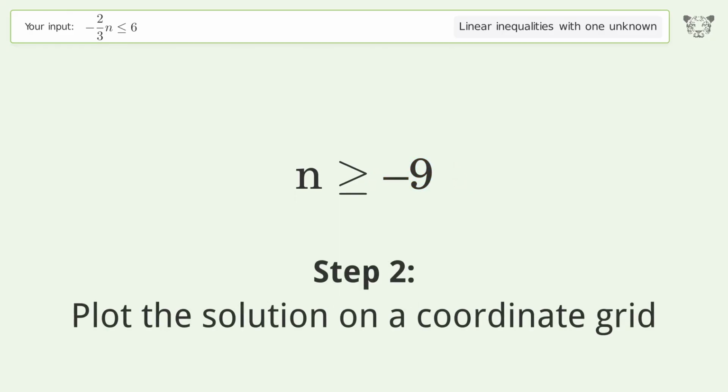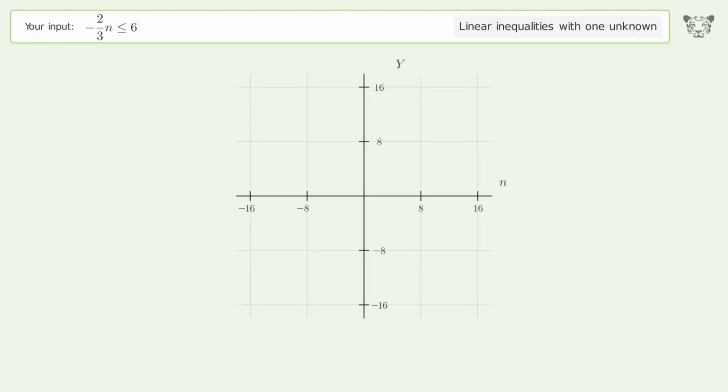Plot the solution on a coordinate grid. And so the final result is n equal or greater than -9.